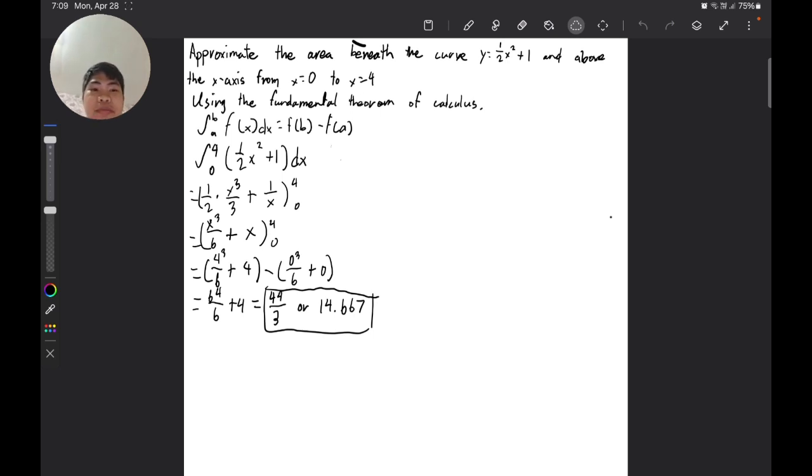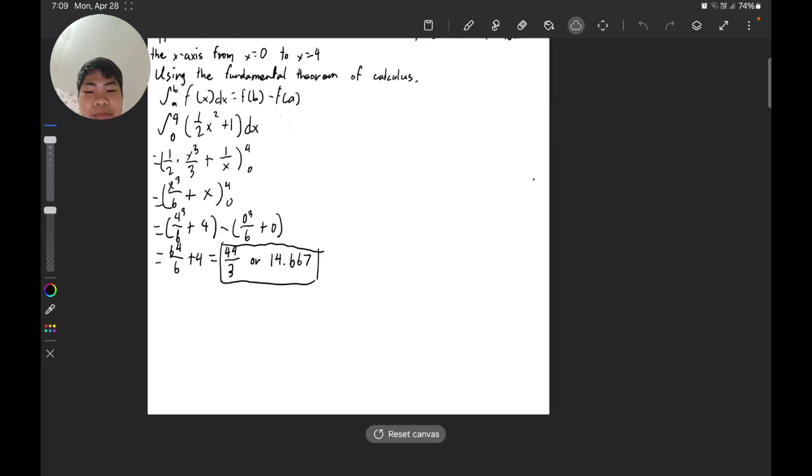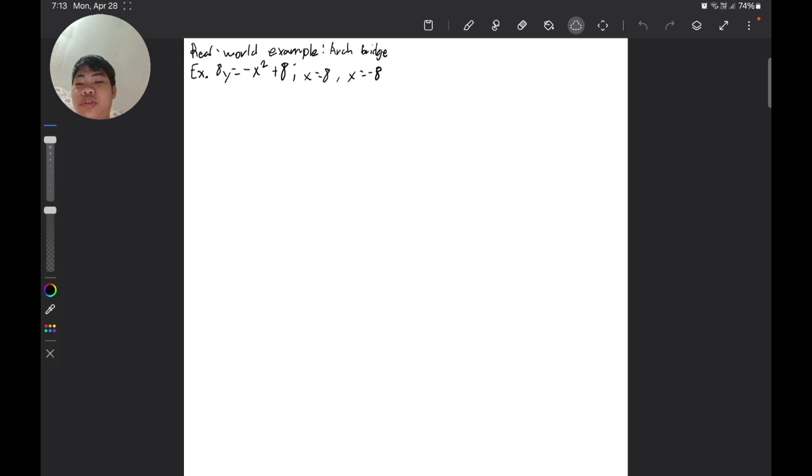So using the fundamental theorem of calculus, we can solve that dilemma. For example, let's say that the bridge is modeled by the equation 8y equals negative x squared plus 8, spanning horizontally from x equals negative 8 to x equals 8.